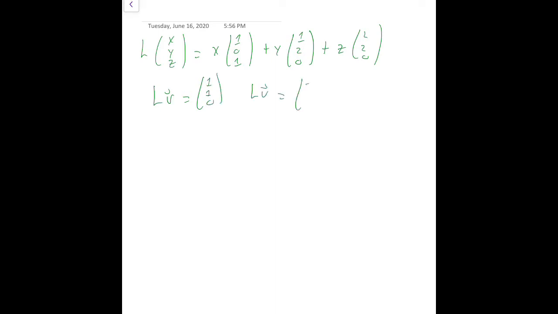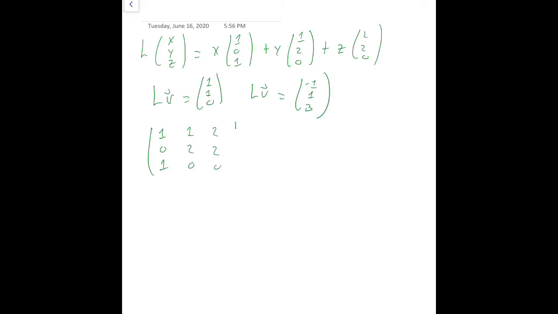So L of x, y, z is equal to x times (1, 0, 1) plus y times (1, 2, 0) plus z times (2, 2, 0). And we want to solve the equations Lv equals (1, 1, 0), and Lv equals (-1, 1, 3). Okay, so notice how you would normally do this without using inverses.